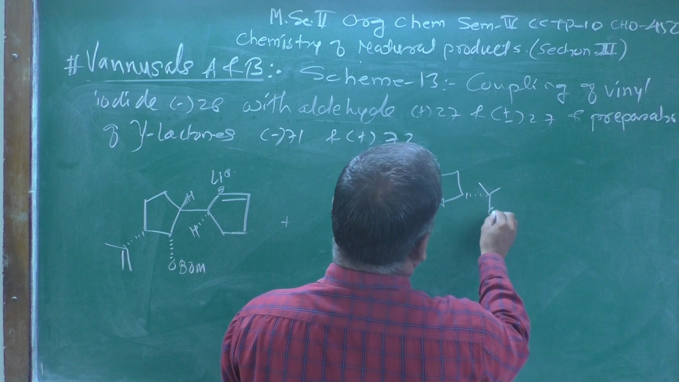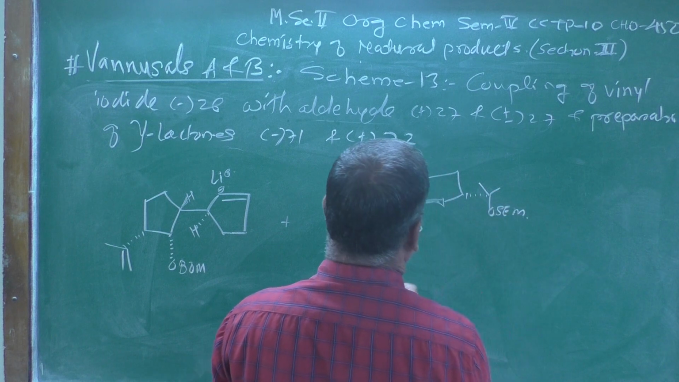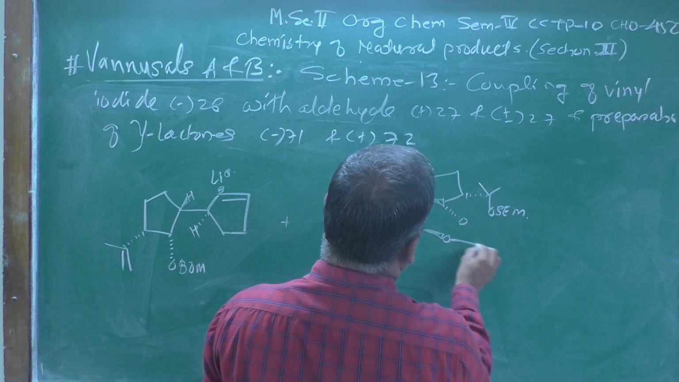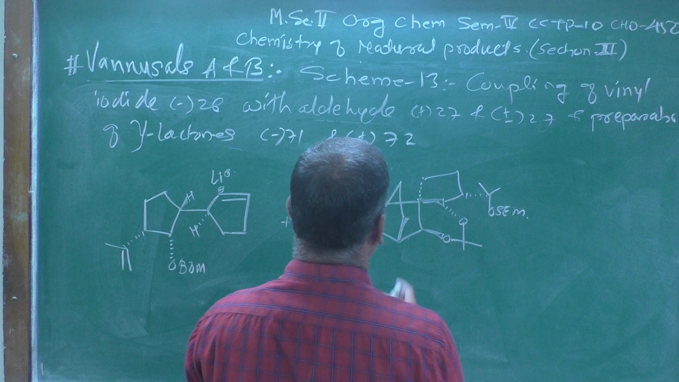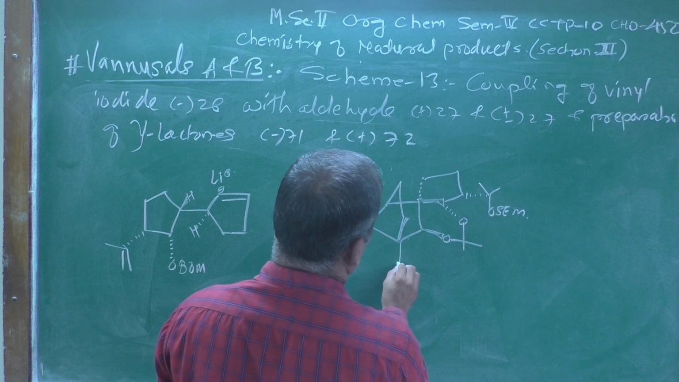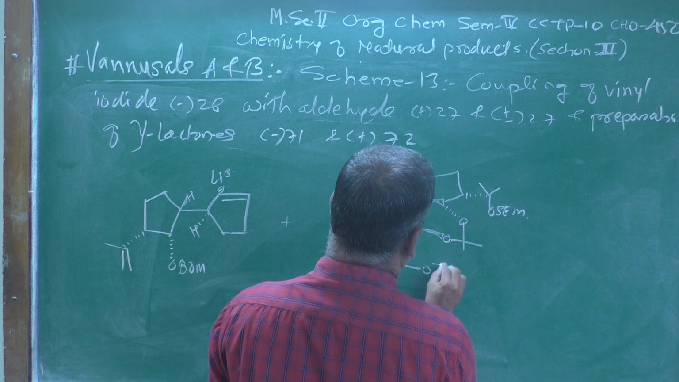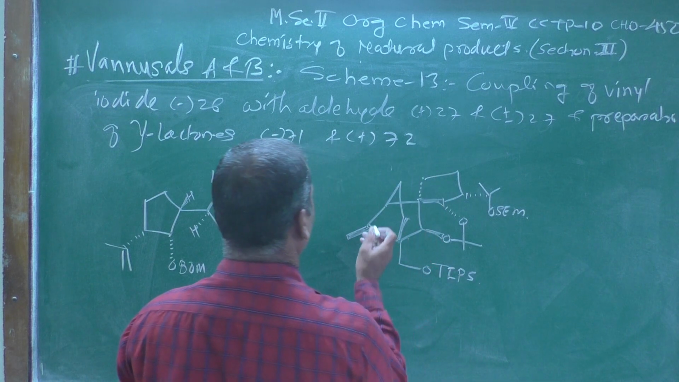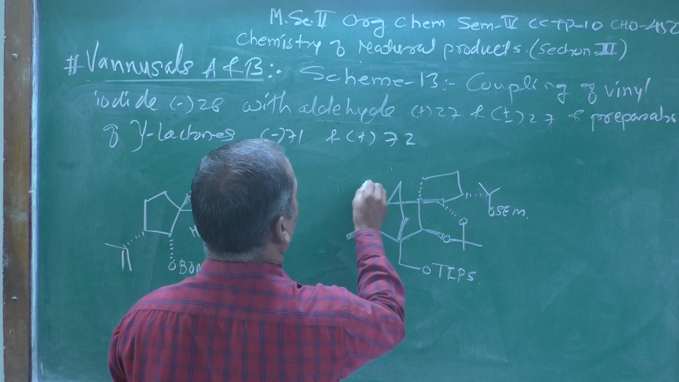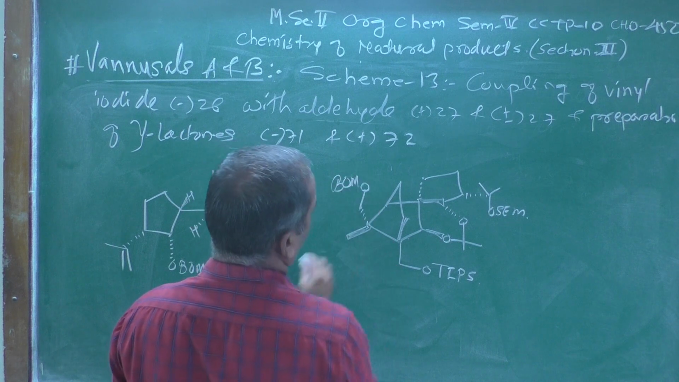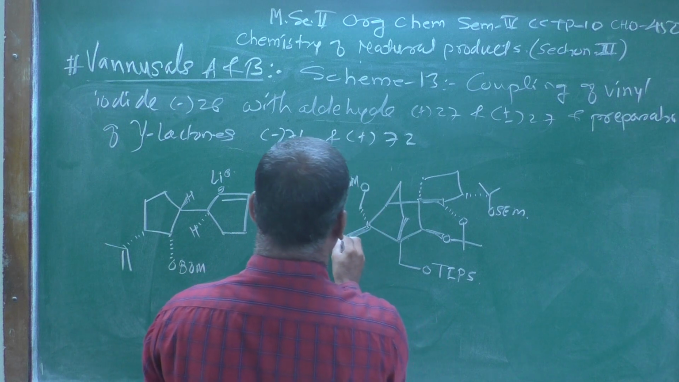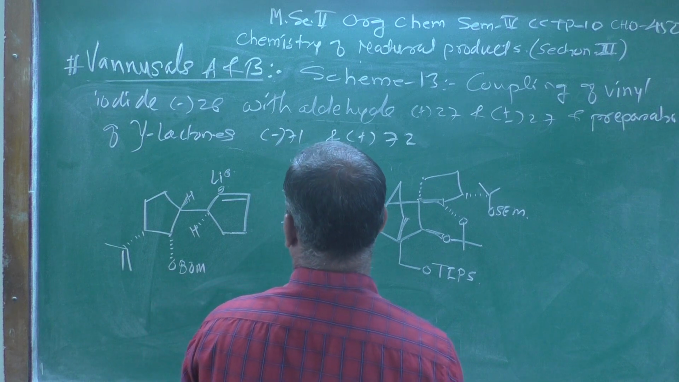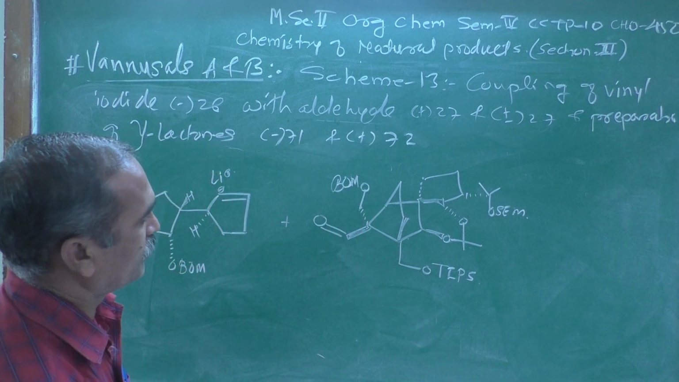Here OSEM, and now this group also gets protected. The others are as they are. Now here the primary alcohol gets protected as TIPS. Now this is the group, again an O bond, and here there is an aldehyde group, as we know. So the aldehyde group. Now there are two possibilities.